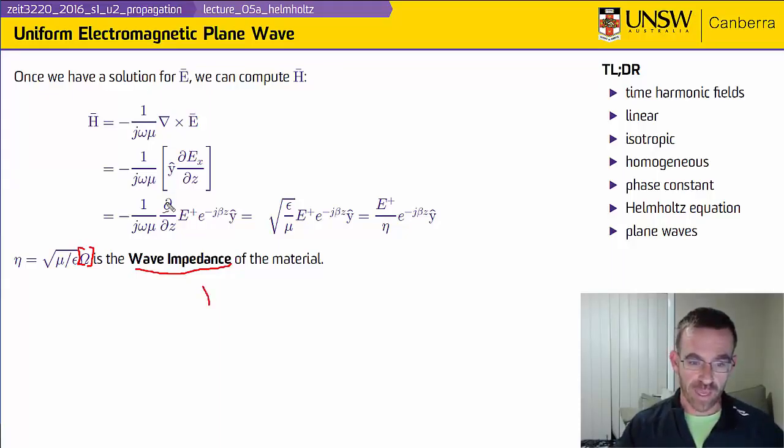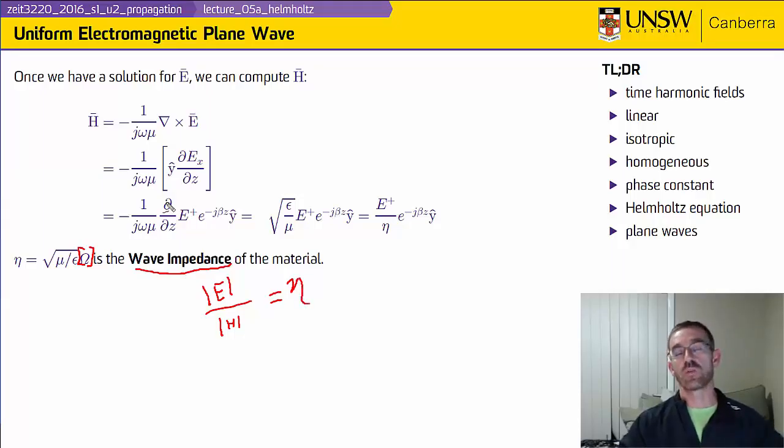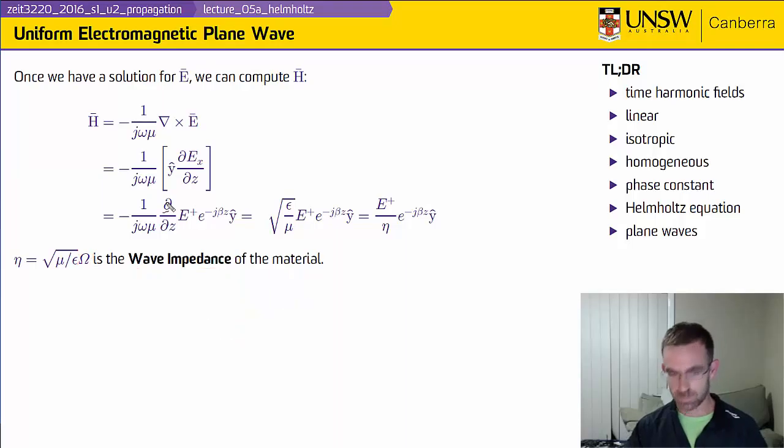Because if I take the magnitude of E over the magnitude of H, it's going to give me E plus over E plus over eta, which is equal to eta. And that's just like the ratio of a voltage to a current. It's going to give me an impedance.